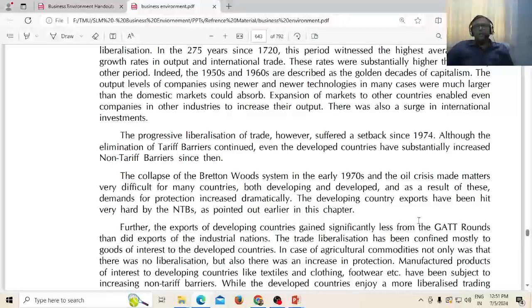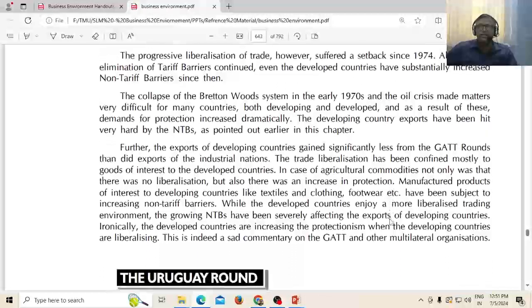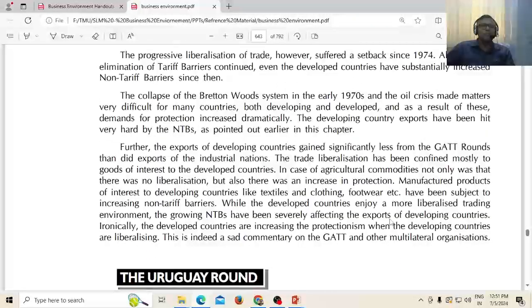The developing country exporters have been hit very hard by the NTBs, as pointed out earlier in the chapter. Further, the exports of the developing countries gained significantly less from the GATT rounds than did exports of the industrial nations. The trade liberalization has been confined mostly to goods of interest to developed countries.